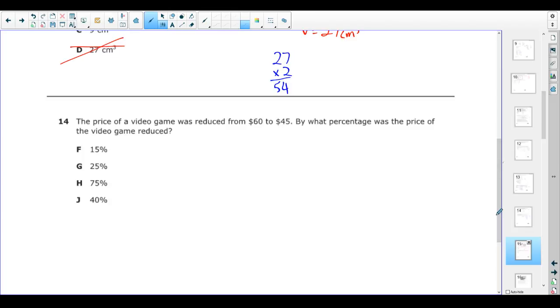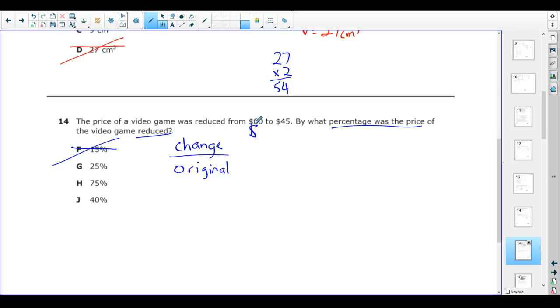Let's see, price of video games reduced from $60 to $45. By what percentage was the price reduced? A lot of people, they just do 60 minus 45, they get 15%, and then they circle it, and that's wrong, because you cannot do it, excuse me, quite that easily. That is a good step, though. If we want percentage change, it's a proportion. It's change over the original amount.